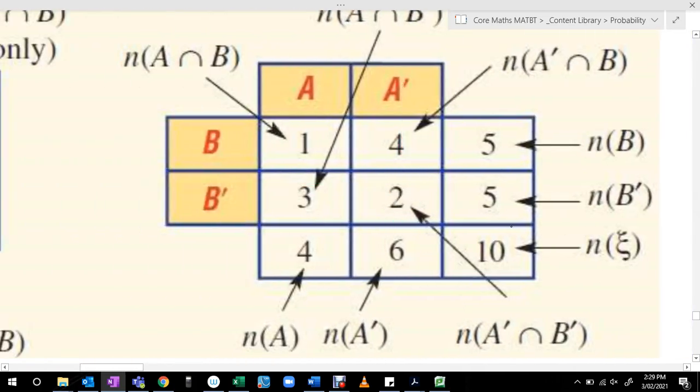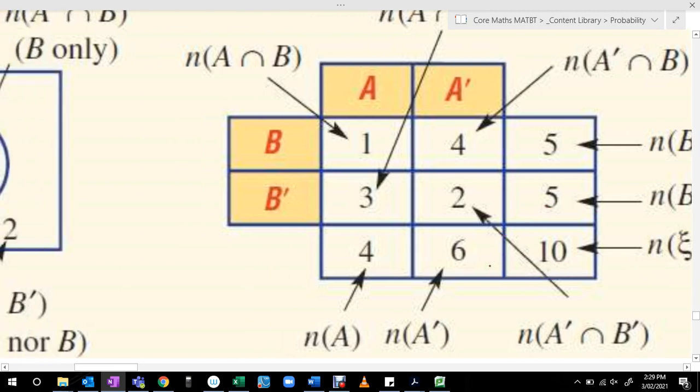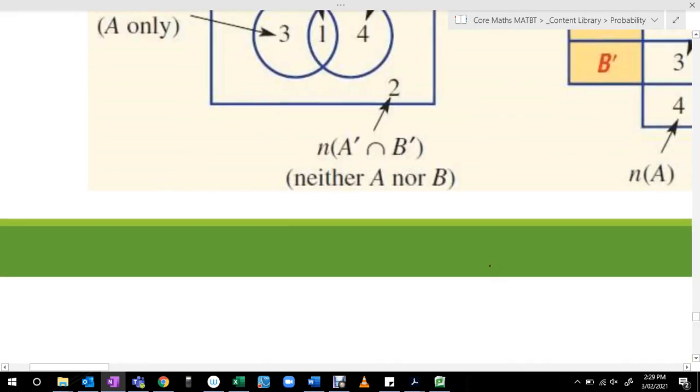And what else is there here? This is the universal set, as you can see with this symbol there. Okay, so that's everything added together. So let's actually fill some of these out and see how we can make it work.